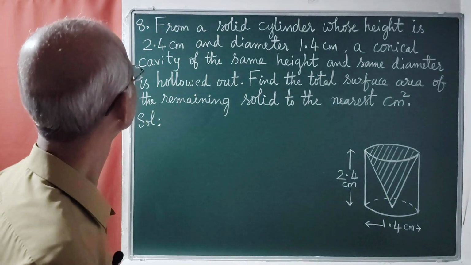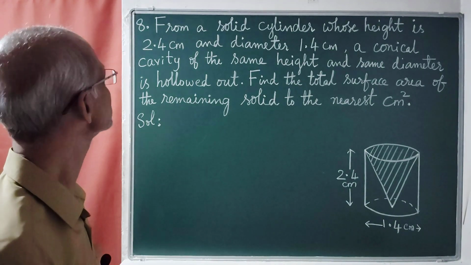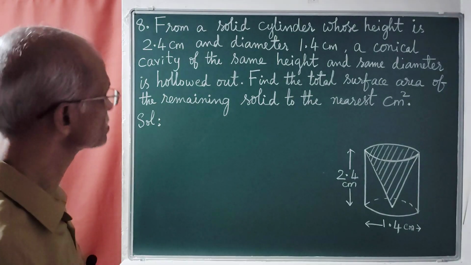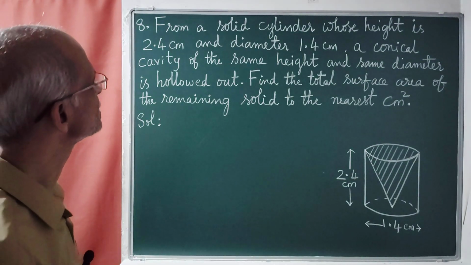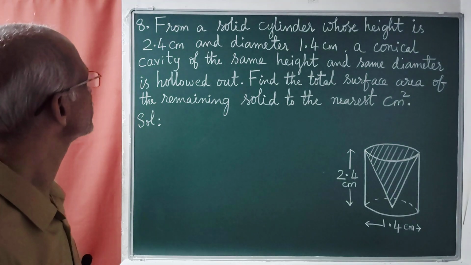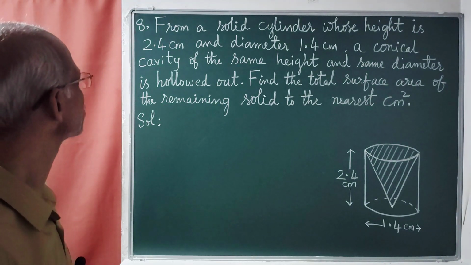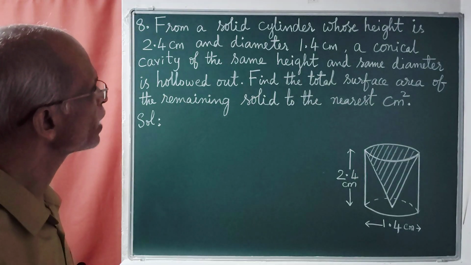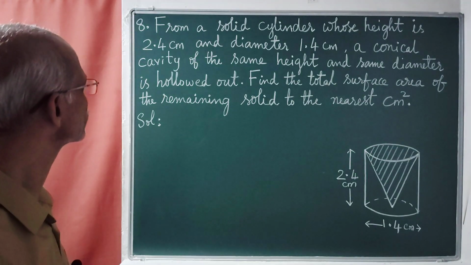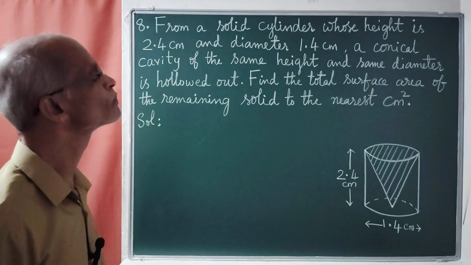The sum is, from a solid cylinder whose height is 2.4 centimeters and diameter 1.4 centimeters, a conical cavity of the same height and same diameter is hollowed out. Find the total surface area of the remaining solid to the nearest centimeter square.